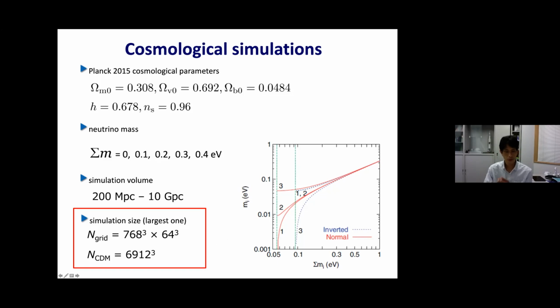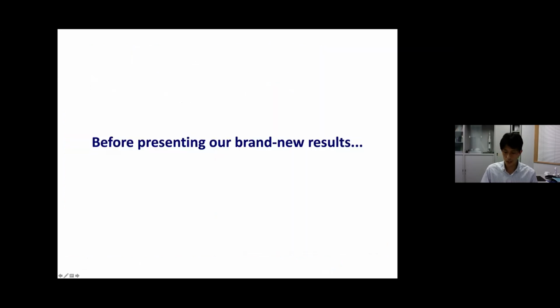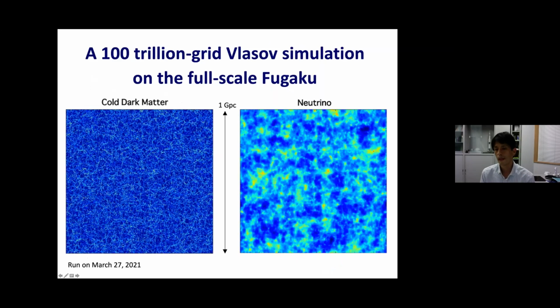So we want to show a fresh, brand new result. This is a nice snapshot. Only recently, last month, we could perform the full-scale run. This is a 1 gigaparsec volume with the usual dark matter distribution. And we also see the nonlinear clustering of relic neutrinos. So they are not just a neutrino background, but they do cluster, and they do cause local effects and so on.